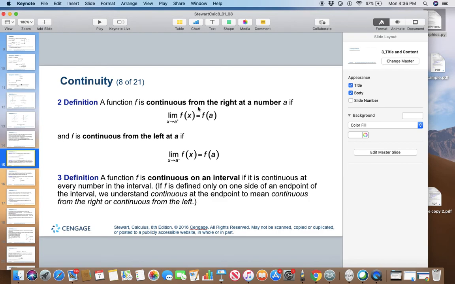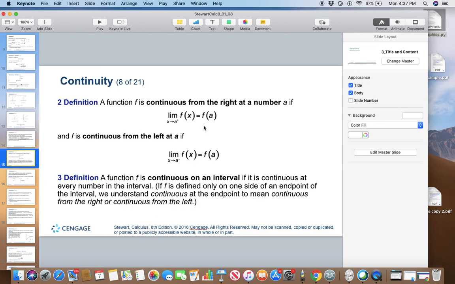A function is continuous from the right at a number a if the right hand limit is equal to the value. A function is continuous from the left at a if the left hand limit is equal to the value. A function f is continuous on an interval if it is continuous at every number in the interval. If f is defined only on one side of an endpoint of the interval, we understand continuous at the endpoint to mean continuous from the right or continuous from the left.